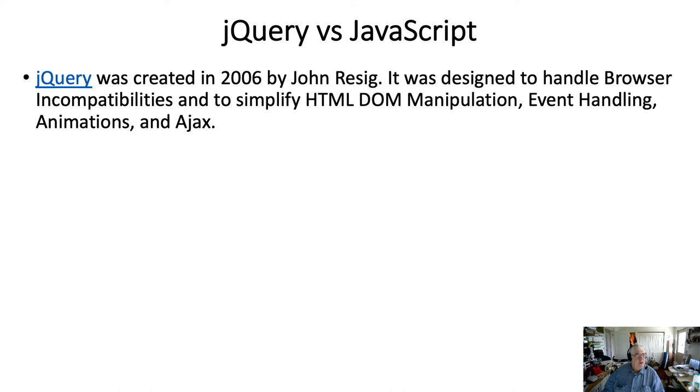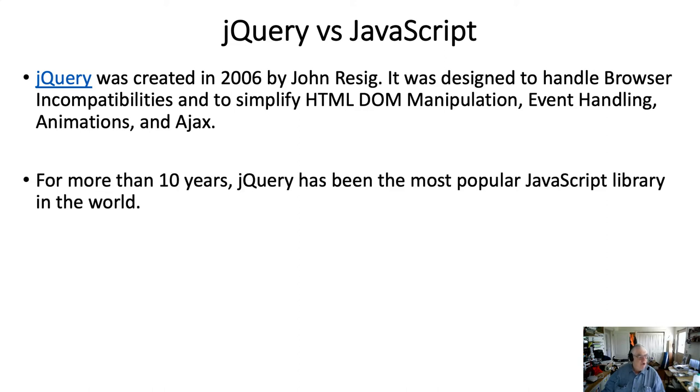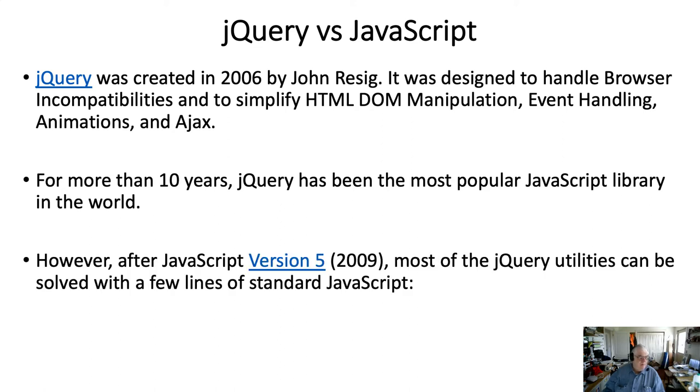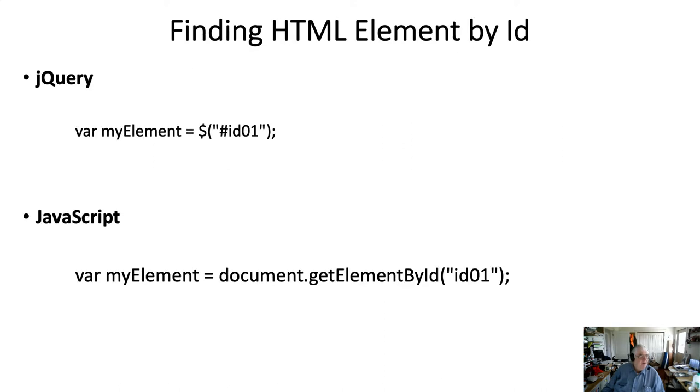So do we even need jQuery? Well, how do jQuery and JavaScript compare? jQuery was created in 2006 by John Resig. It was designed to handle browser incompatibilities and simplify HTML DOM manipulation, event handling, animations, and AJAX. For more than 10 years, jQuery has been the most popular JavaScript library in the world. However, after JavaScript version 5, JavaScript started modeling the jQuery utilities, and they can be solved with a few lines of standard JavaScript. So let's compare.